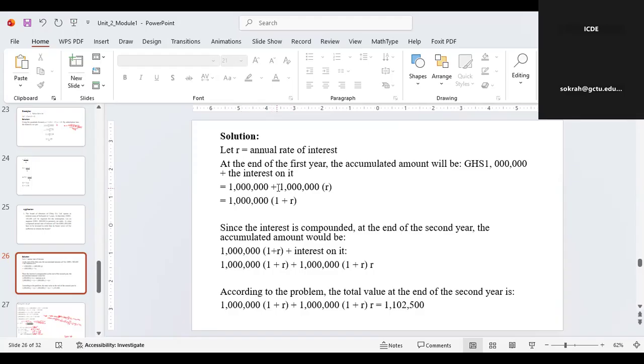Now the simple interest is what? Principal times time. So the principal is still 1 million times the time, which you don't see here because it is 1. And I know even if I multiply by 1, it will still be 1 million. So I didn't bring the 1. Times the rate, which we don't know and have represented by R. So that is the R you see here.